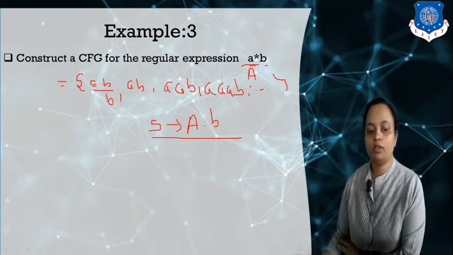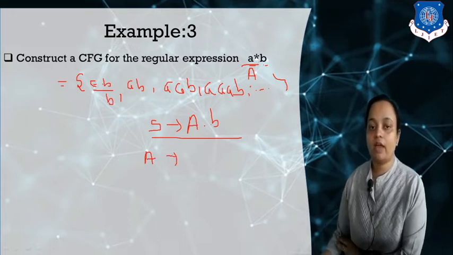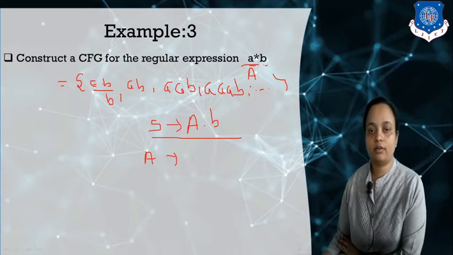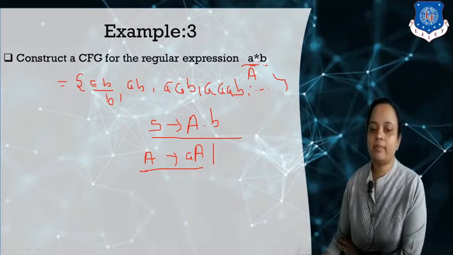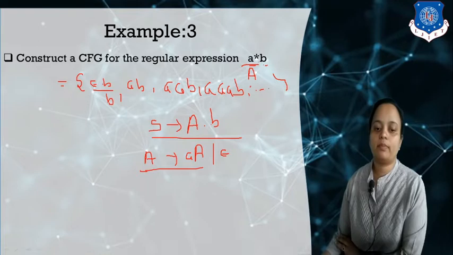Now A is helping to generate A star. We have already discussed in our first example, A star, how we can write down the left hand side non-terminal for the repeating term. It means that this term is generating a number of A's, and A star means the minimum length is the null string, so it is null. Always remember for this term, the minimum length is null.